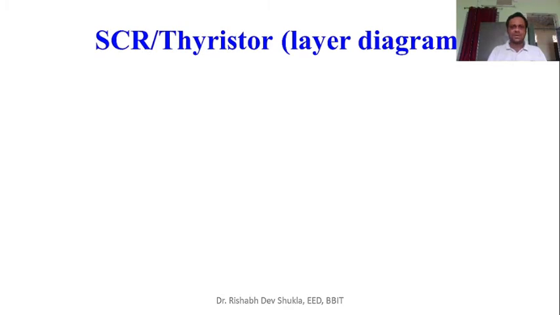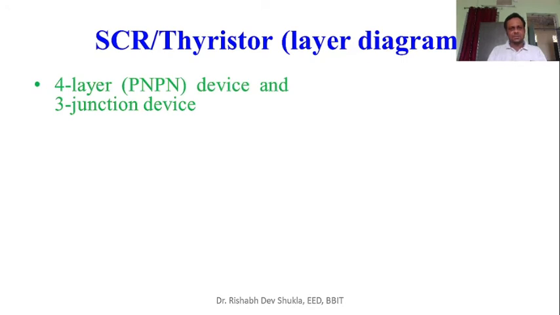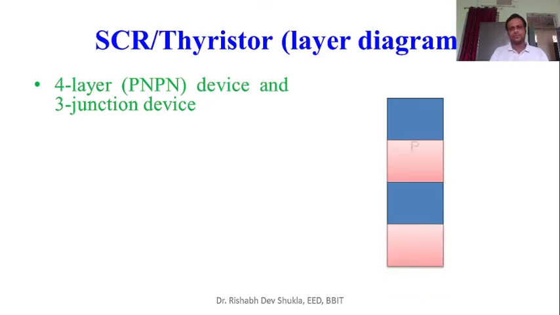Now we are going to discuss the layer diagram of a thyristor. It has four layers, alternating P and N layers joined together to make one module, which is called the SCR. Here we find three junctions. We are adjoining four layers: layer 1, layer 2, layer 3, layer 4. The first layer is P, the second layer is N, the third layer is P again, and the fourth layer is N. This is the structure of the SCR. We have three junctions: junction J1, junction J2, junction J3.